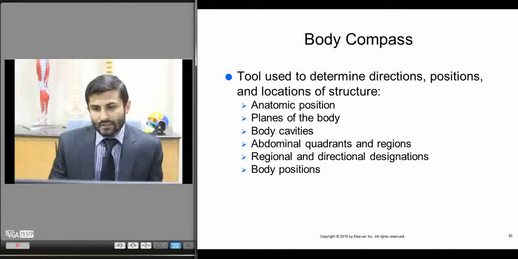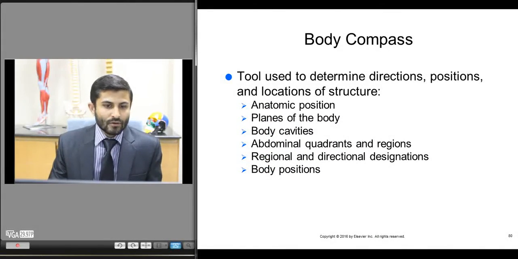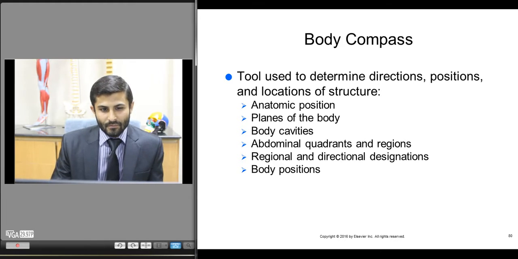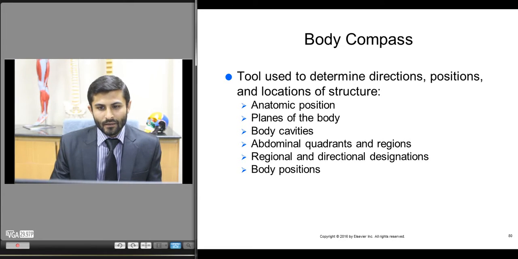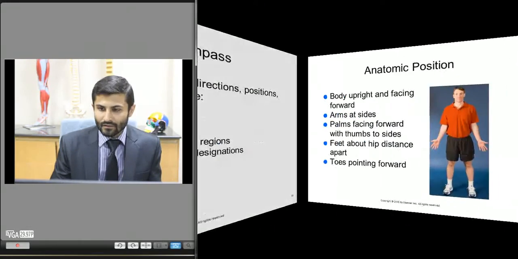Tools used to determine the directions, positions and locations of the structure. Very important, definitely we need some reference point. So there can be absolute terms, there can be relative terms. In anatomy, both these terms are essential equally. So anatomical position, planes of the body, body cavities, abdominal quadrants and regions, regional and directional designations and body positions we are going to discuss now.